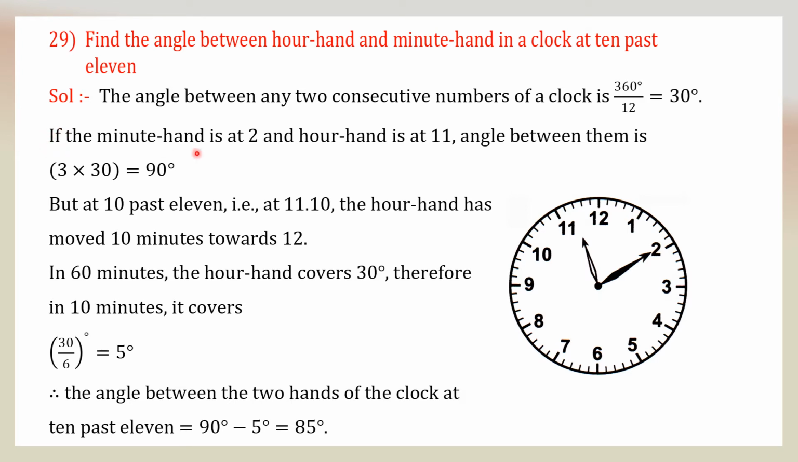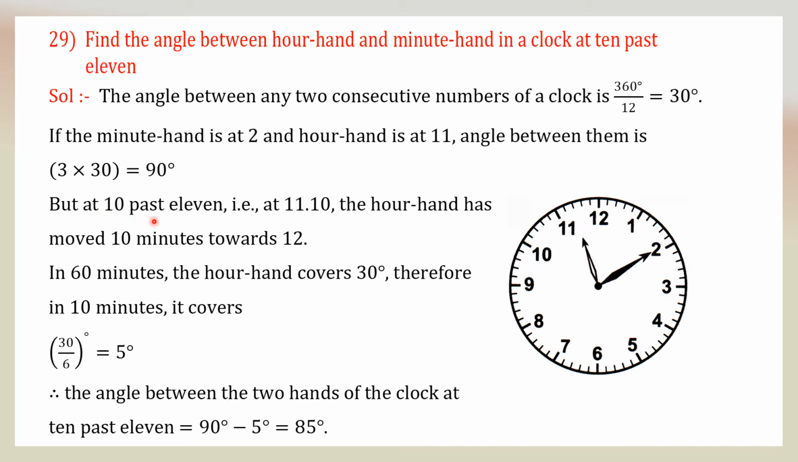In this way, if the minute hand is at 2 and the hour hand is at 11, then the angle between them is 3 into 30 equals 90 degrees. Here the angle between 11 and 2 is 30 plus 30 is 60 plus 30 is 90. Therefore 3 multiplied by 30 is 90 degrees, the angle between 11 and 2.